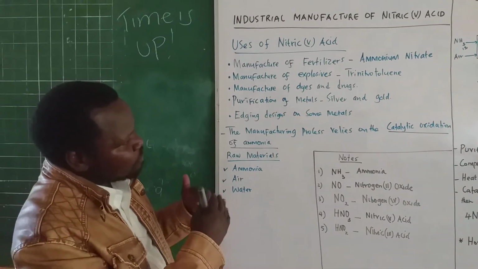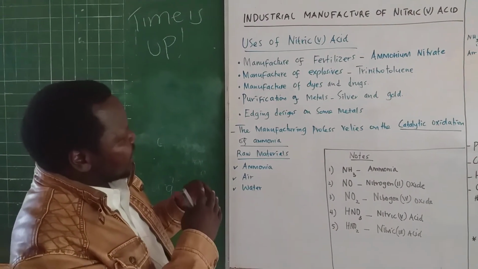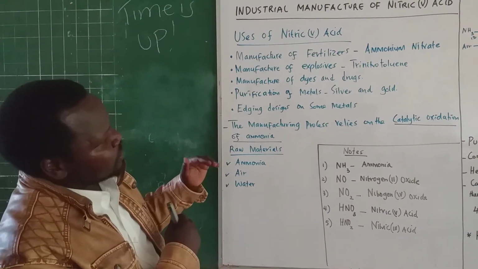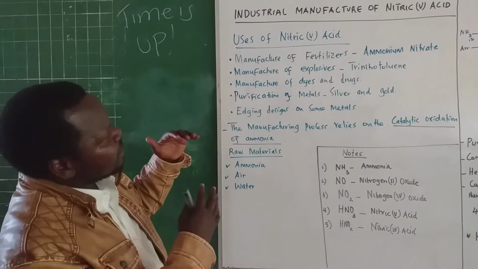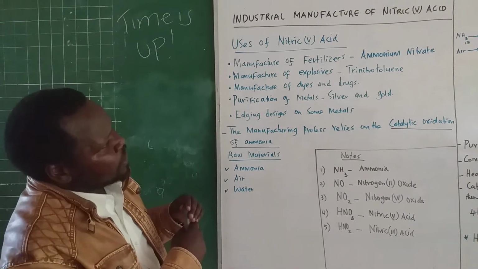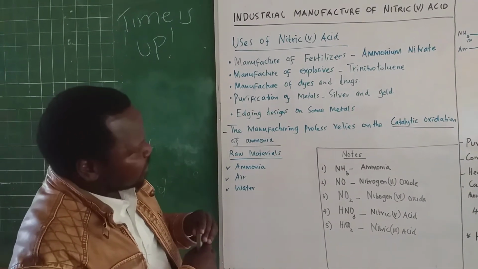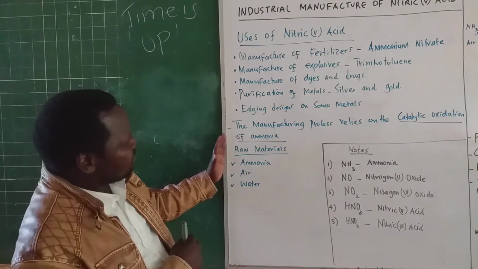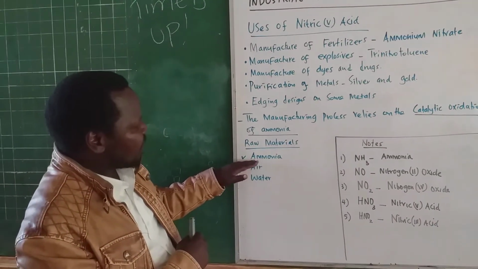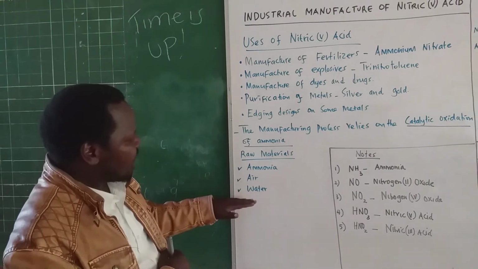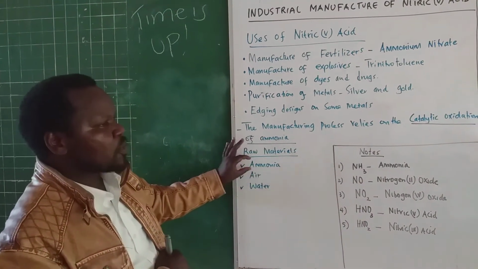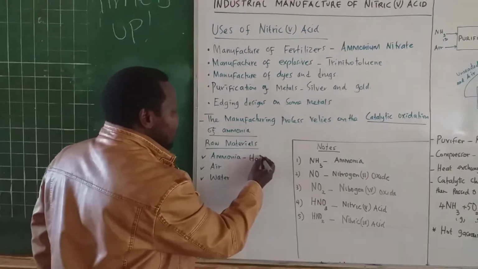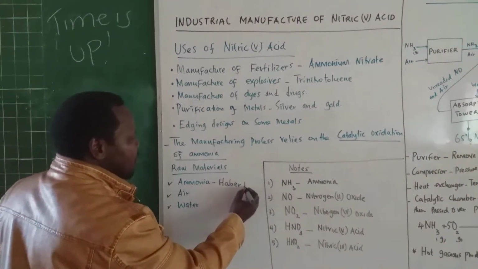Two acids are actually formed in the process, and the whole of that process will follow some sort of a flow diagram, where you also have other raw materials which will be included in some of the steps. However, the main raw materials are ammonia, air, and also water. Ammonia can be sourced from the Haber process.